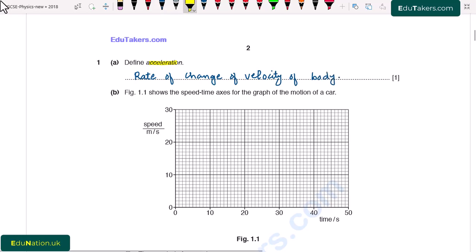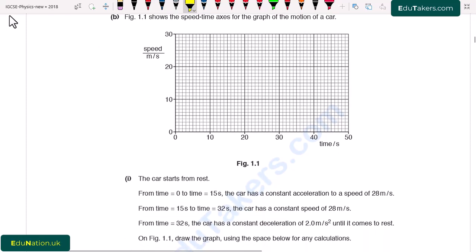Part B. Figure 1.1 shows the speed time axis for the graph of the motion of a car. So in figure 1.1 we can see that it's a speed time graph. In this graph, time is taken along x-axis and measured in second, while the speed is taken along y-axis and measured in meter per second. Part 1.